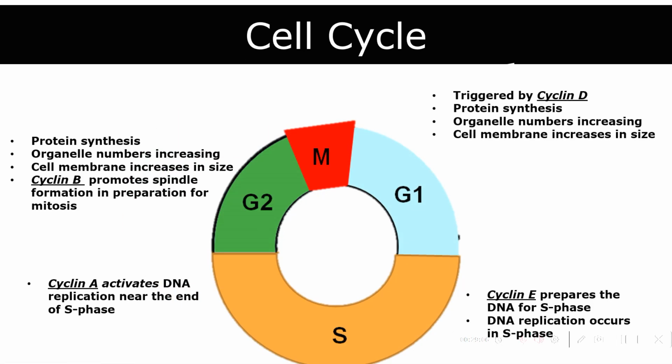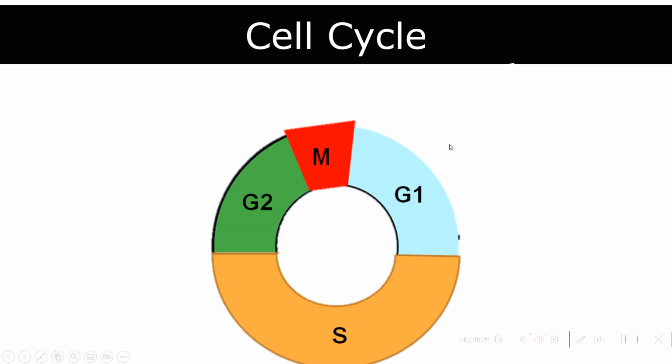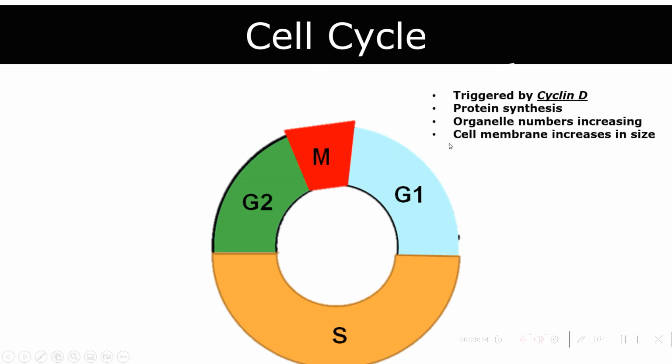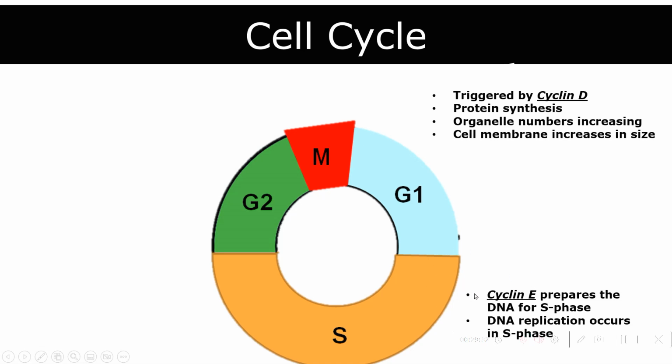And so this was governed by specific cyclins. And so the word I came up for that was DAB. So cyclin D triggers entry into the G1. And so G1 and G2 are really the same thing. It's protein synthesis. The organelles are increasing in number and size. So cyclin E is going to prepare the cell for entry into S phase. And so remember, DNA replication occurs in S phase. Cyclin A actually activates that DNA replication near the end of S phase.